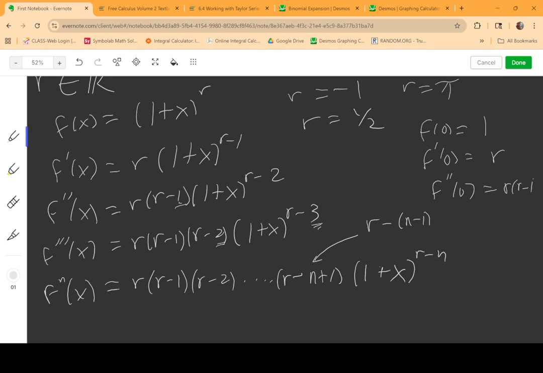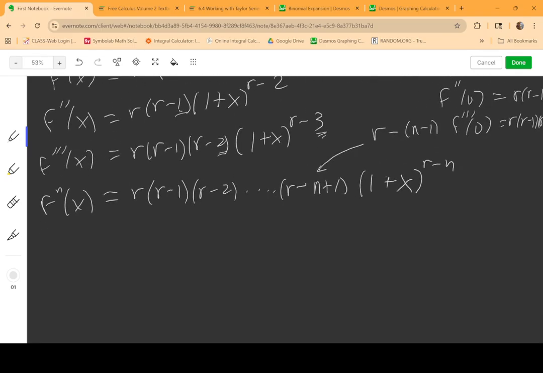r minus 1, and the triple prime of 0 is r minus 1, r minus 2, right? And in general, the nth derivative at x here, this quantity just goes to 1. So we're left with r, r minus 1, r minus 2, down to r minus n plus 1.